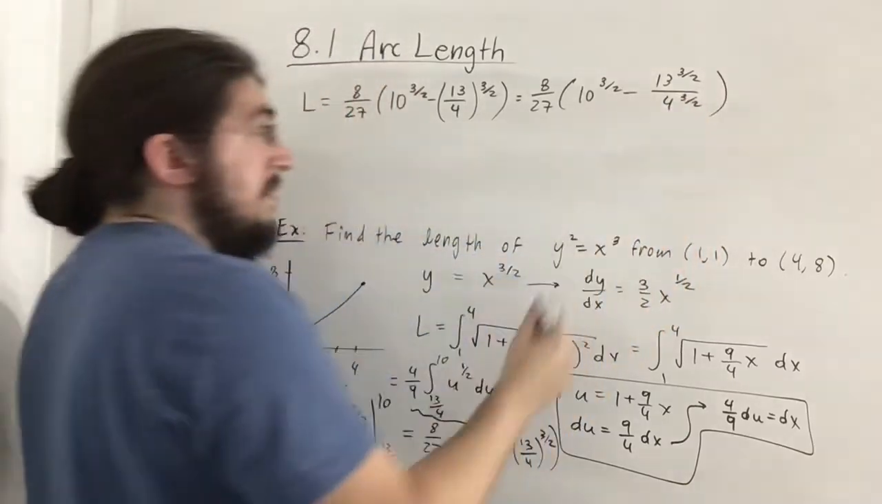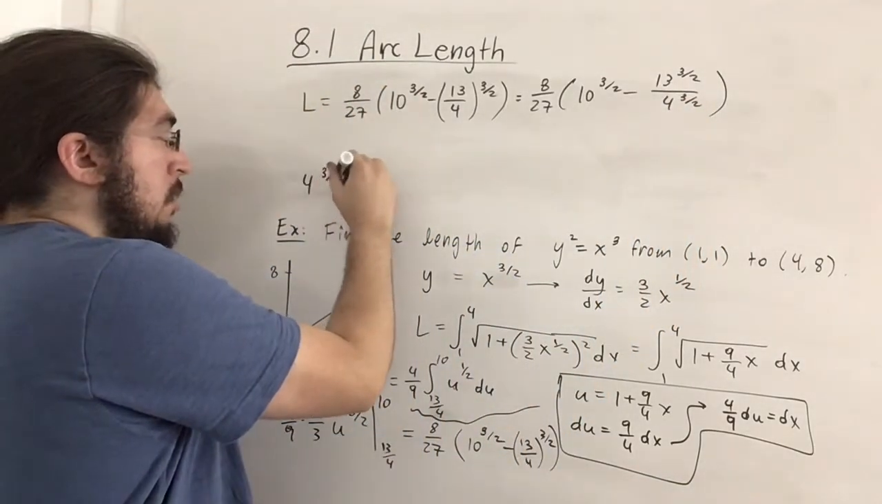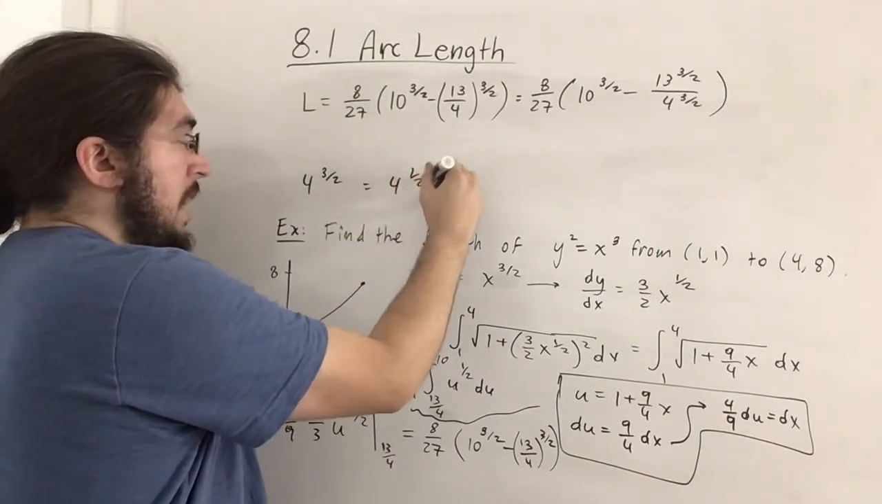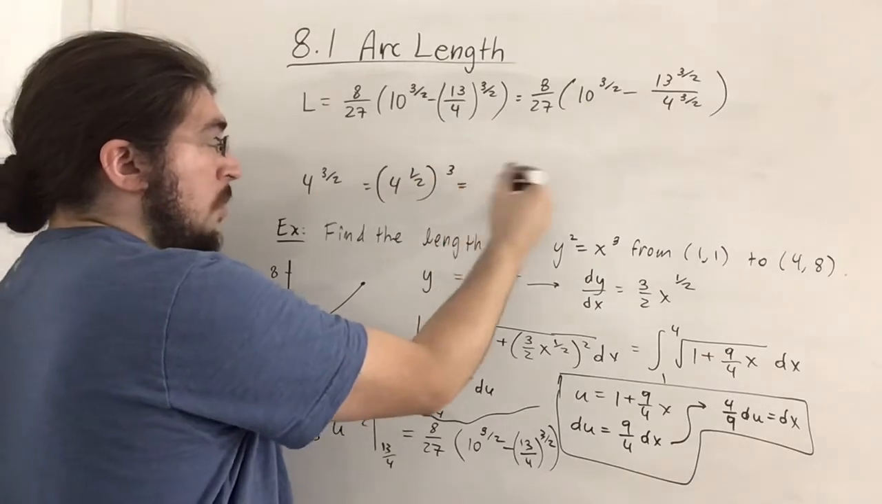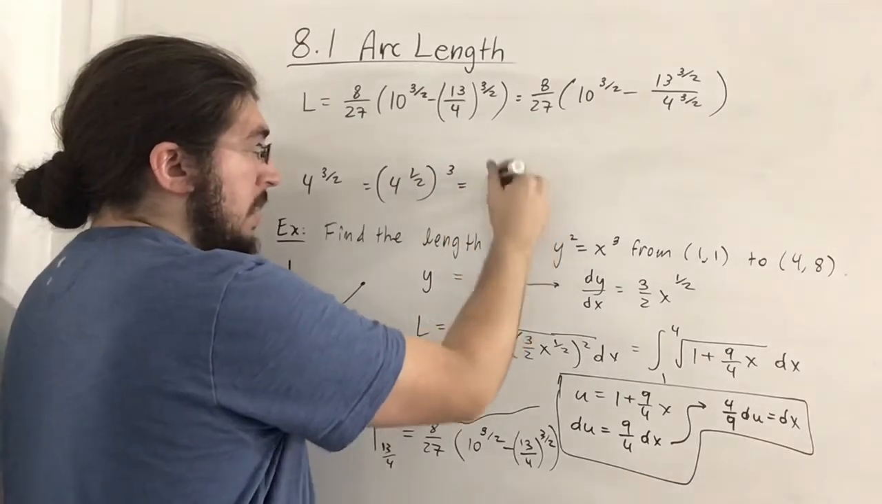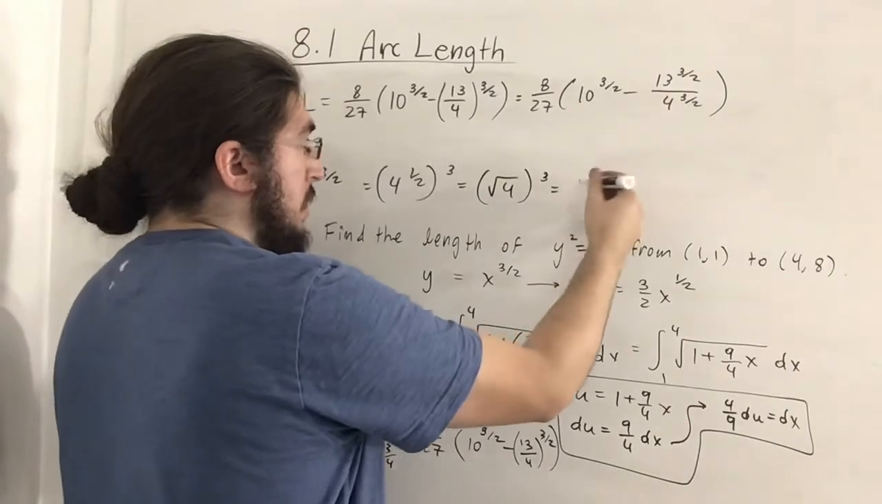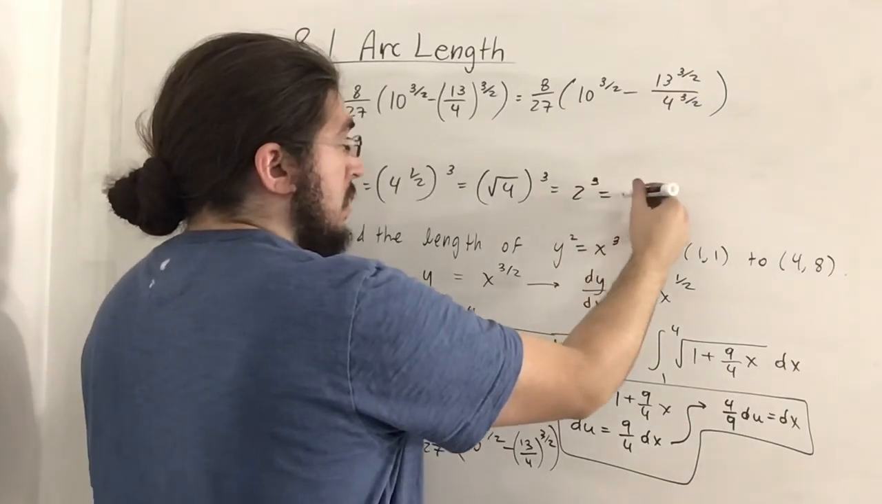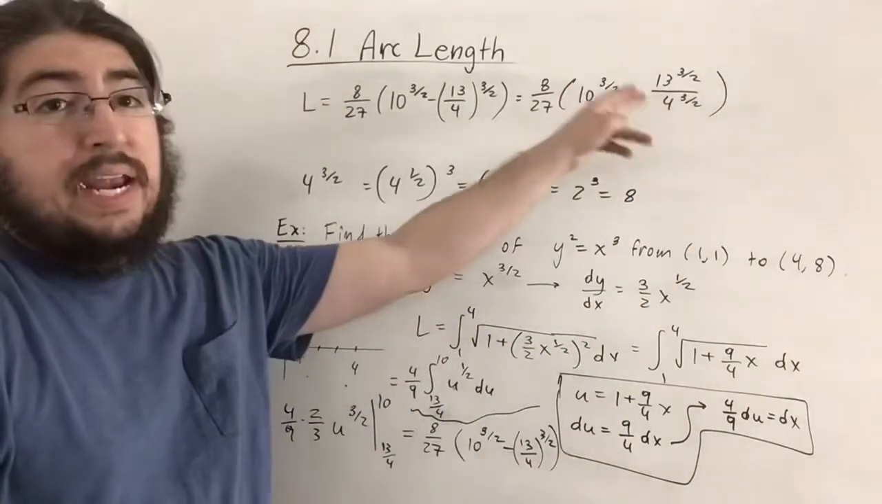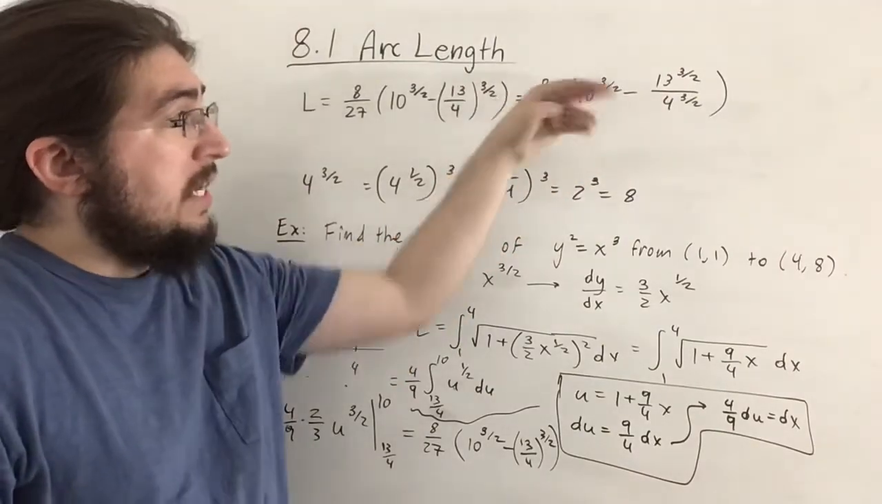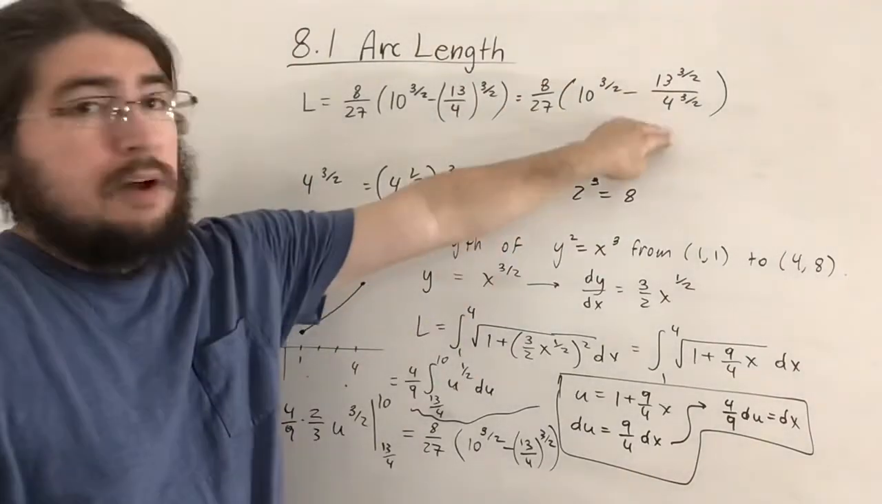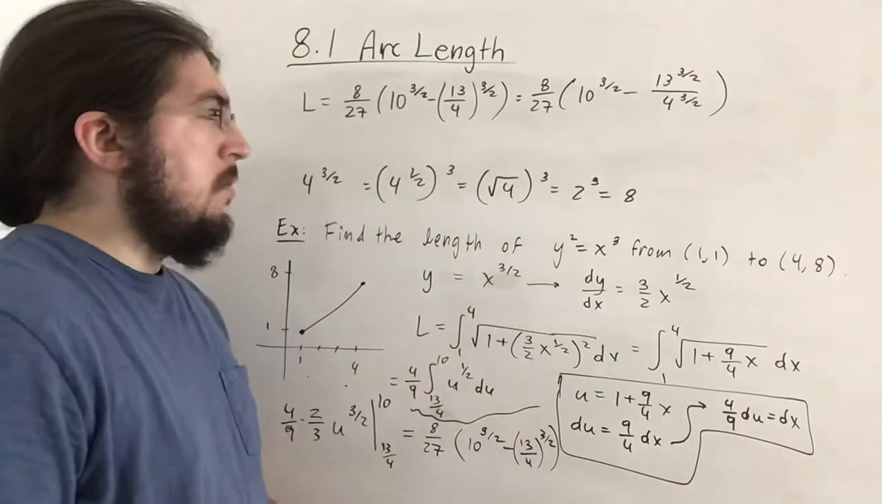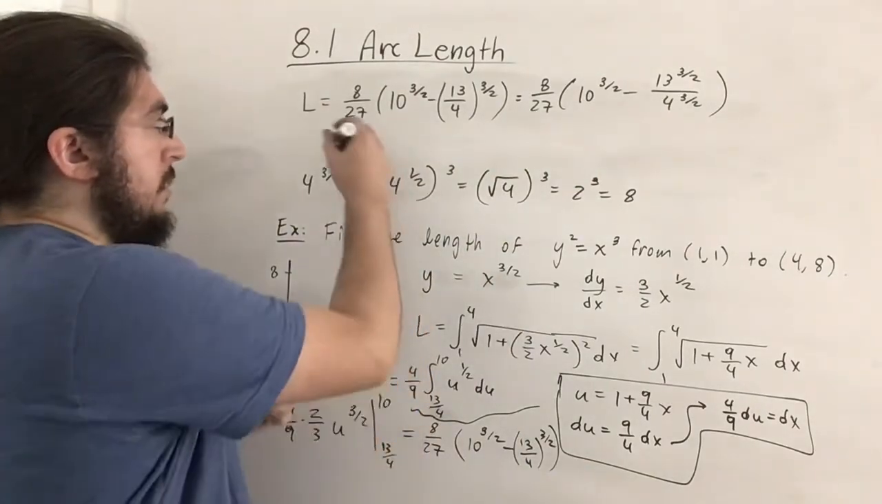Now 4 to the 3/2 cleans up really nicely. Notice since this is the same as 4 to the 1/2 to the 3rd, and 1/2 power means square root, this is just radical 4 to the 3rd, which is actually 2 to the 3rd, which is 8. Which is really nice because if you have 8 in the denominator, that means when you distribute the 8 in the numerator, it cancels out for the second term. Not for the first one, but for the second one it does. So I'm going to show that here.